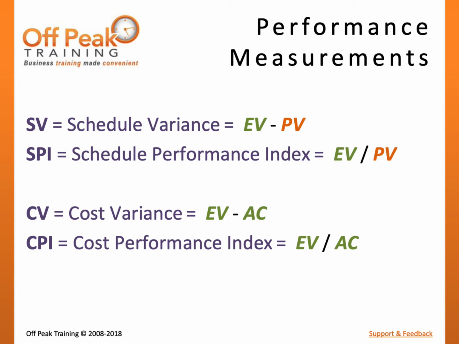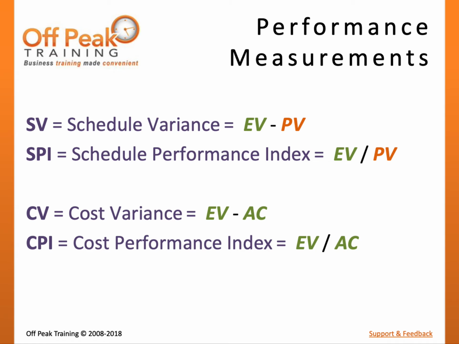We will use 3 simple steps to learn the formulas of these 4 measurements. Step 1 is that all formulas begin with earned value. Step 2 is to use the proper mathematical operator. The word variance is another word for difference or subtraction, so we will use subtraction for both schedule and cost variance calculations. An index can also be thought of as a ratio or division, so we will use division for both schedule and cost performance index calculations.